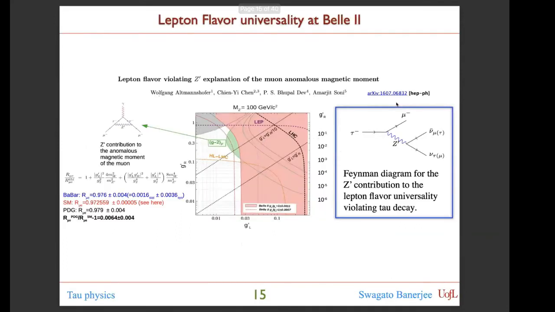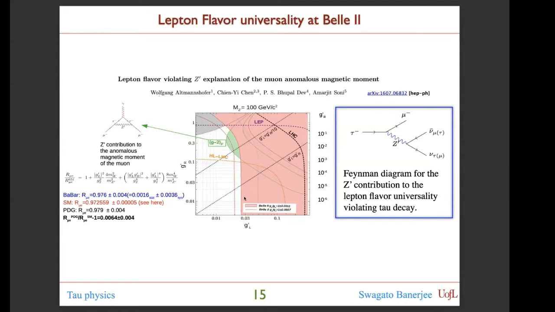Next, I show the interesting part of why we want to study the Lepton Flavor Universality at Belle II. There are some unique features that can be only accessed at the e plus e minus collisions rather than other places. Namely, we can have a contribution to the Lepton Flavor Universality from a Z prime. And the same Z prime can also contribute towards the anomalous magnetic moment of the mu, as shown here.